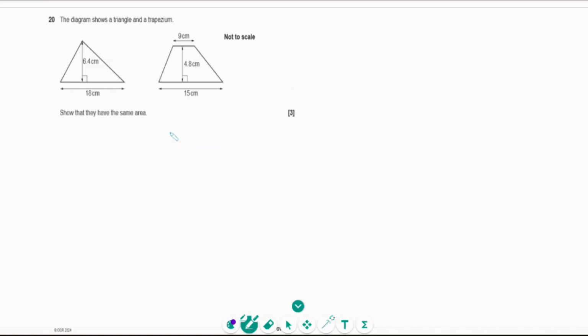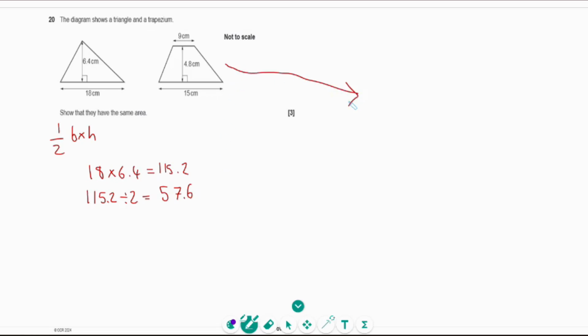The diagram shows a triangle and a trapezium, show they have the same area. The area of a triangle, how do you get the area of a triangle? It's half base times height, or base times height divided by 2. So 18 times 6.4 is 115.2. I need to halve that to get 57.6.